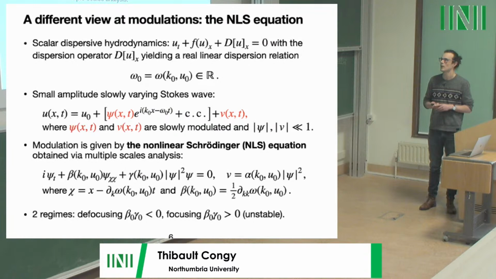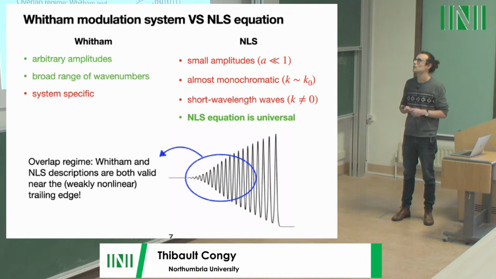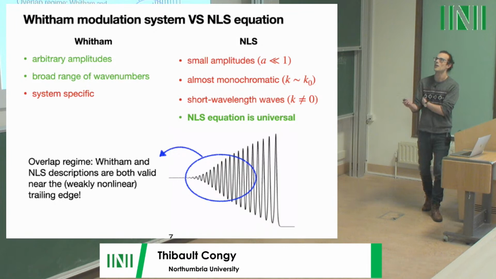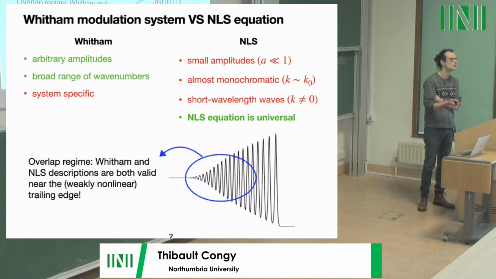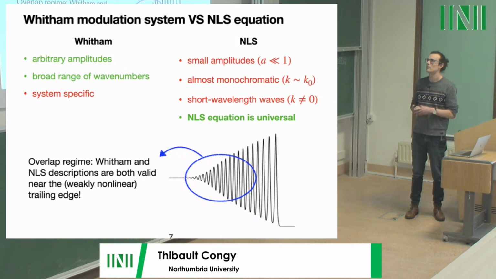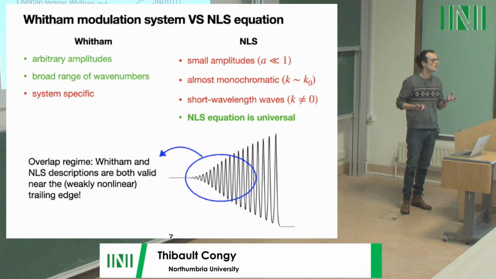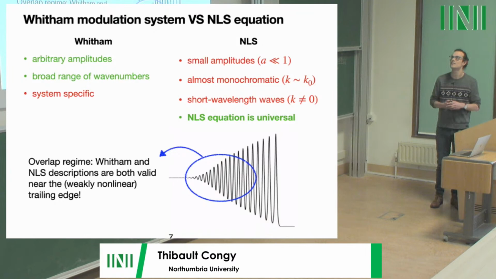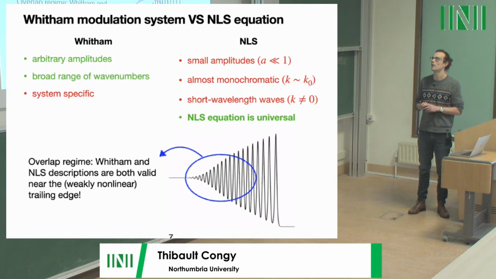Okay, so let's compare these two descriptions. So I did a small comparison here. In green, the advantages, and in red, the inconveniences of each description. So what is nice with Whitham is that you derive modulation equations for arbitrary amplitude periodic waves. So this works for any amplitude, small amplitude wave or solitary wave. And it also works for a broad range of wave numbers. The same quasi-linear system describes harmonic waves as well as solitary waves. The caveat here is that the Whitham modulation equation is system specific. So that's really the problem here, that you need to derive it for each system, and the derivation is complicated.